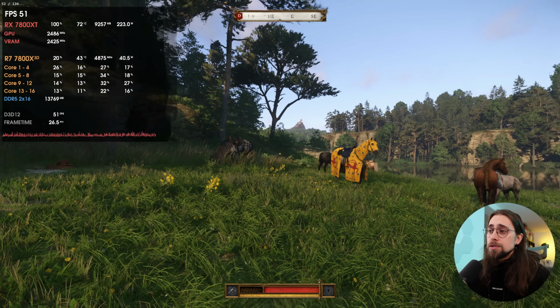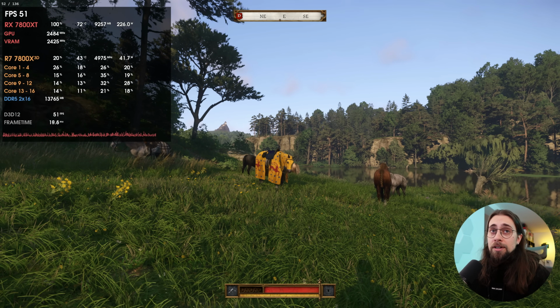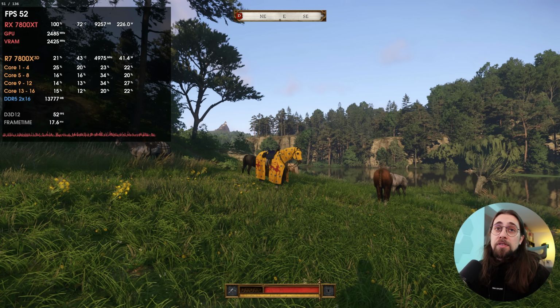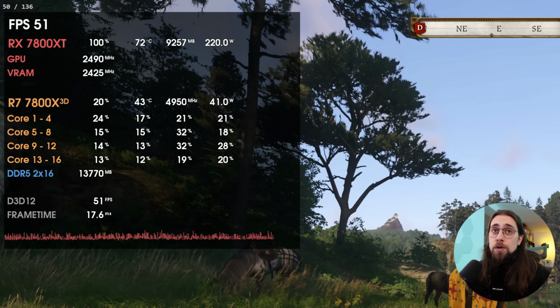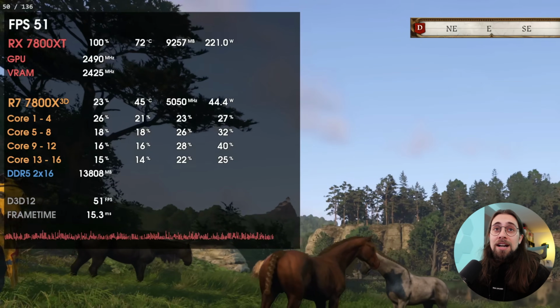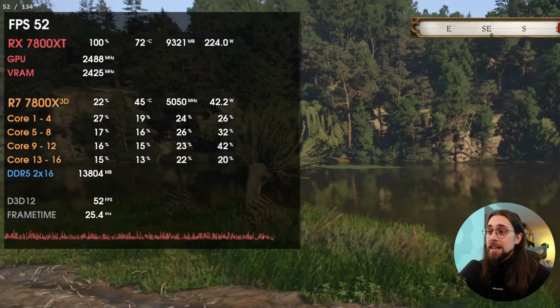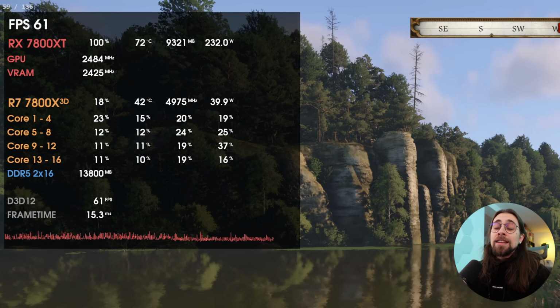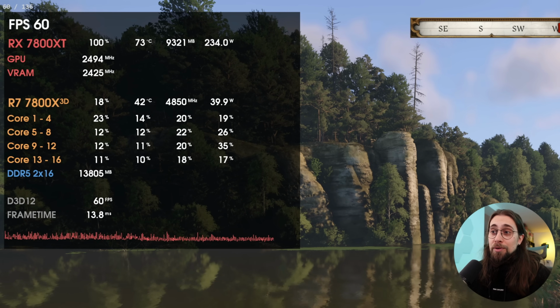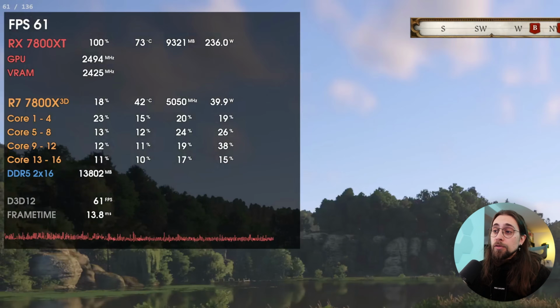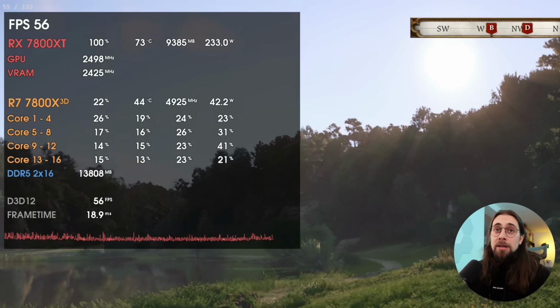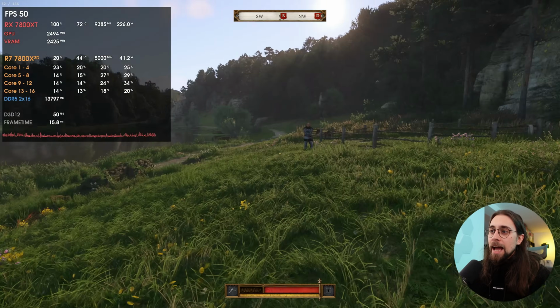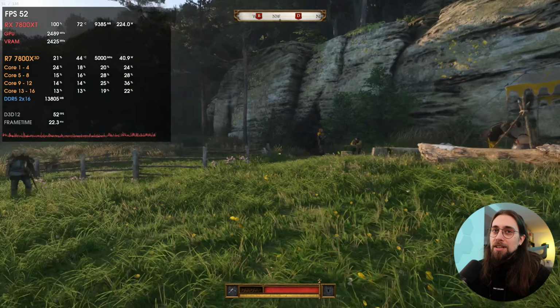For example, as I look to the side, it is slightly heavier, so instead of 55 or 56, we have 51, 52, 50, but the frames overall are still 136. And if I look at the river, we have 59, 61, so more frames now, and the overall frames are still 136, meaning that the software is adjusting itself to deliver the best experience possible. And in terms of smoothness, it is definitely much better.